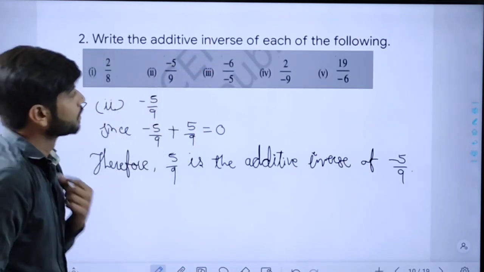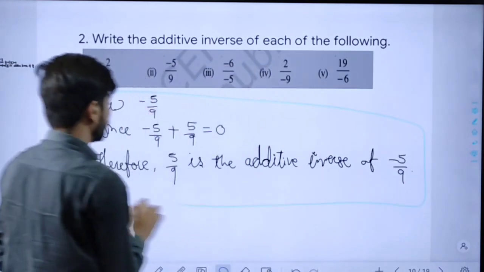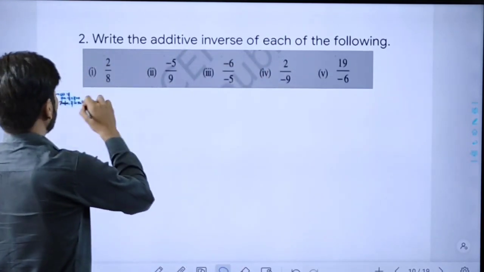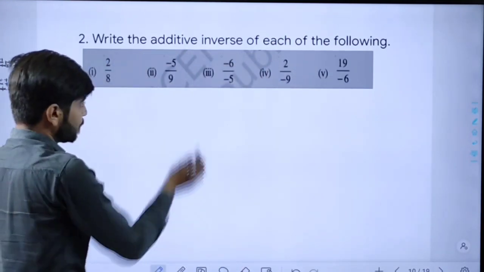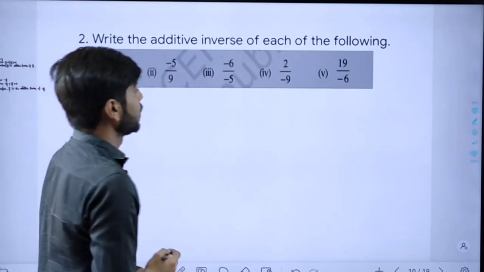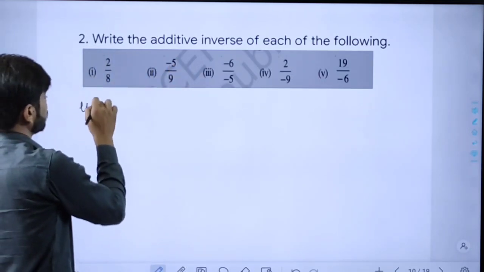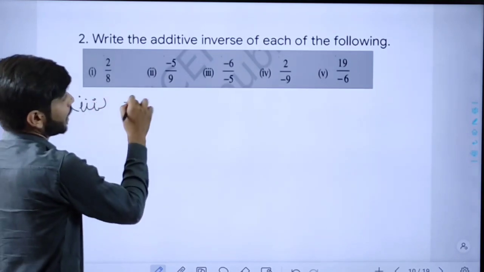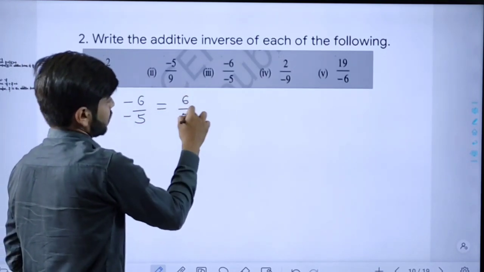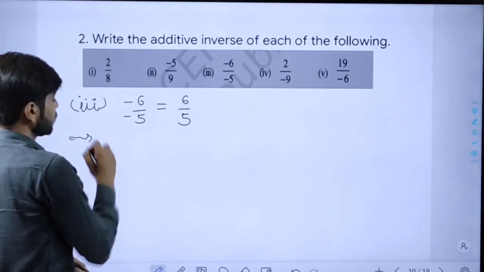Okay, now in third you can see both the numerator and denominator have same sign. You also know that if it is both negative numbers, then it will be positive because minus minus plus. So in third we will write minus 6 upon minus 5 is equal to 6 upon 5. Okay, now what will be the additive inverse of 6 upon 5?